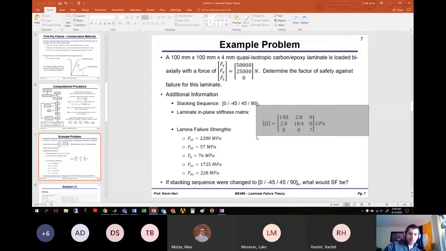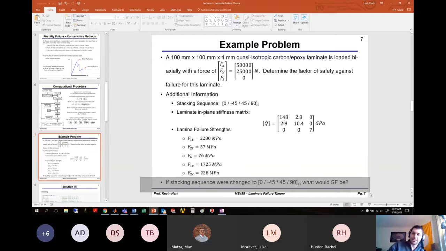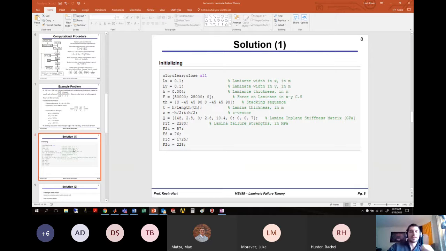You're given the in-plane stiffness matrix Q, and you're given failure strengths of the lamina, so the individual layers. So we're going to look at this and see what the factor of safety against failure would be. And then also I ask if you changed it to a symmetric laminate, meaning 0, negative 45, 45, 90 symmetric instead of a 2, how would the safety factor change? So I have a series of MATLAB code here that shows this. This is just initial information. So here, the length of the laminate in X is 100 millimeters.